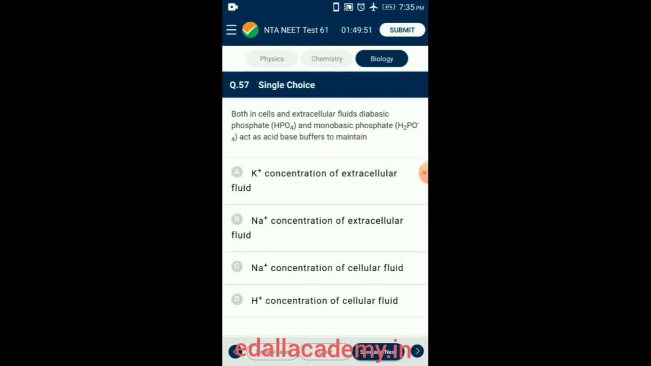Question number 57. Both in cells and extracellular fluids, dibasic phosphate and monobasic phosphate act as acid base buffers to maintain. Phosphate buffer system has two main components: sodium salts of dihydrogen phosphate, a weak acid, and monohydrogen phosphate, a weak base. This system is an effective acid base buffer to maintain hydrogen concentration of cellular fluid. So the answer for this question is option D. Hydrogen concentration of cellular fluid.